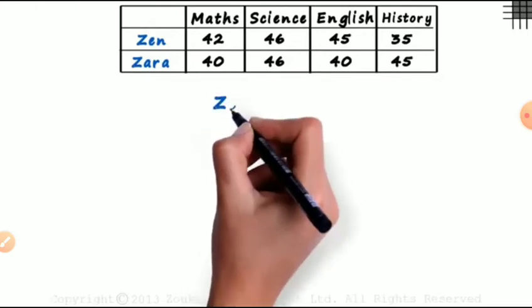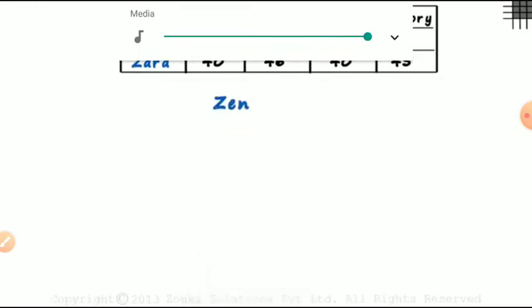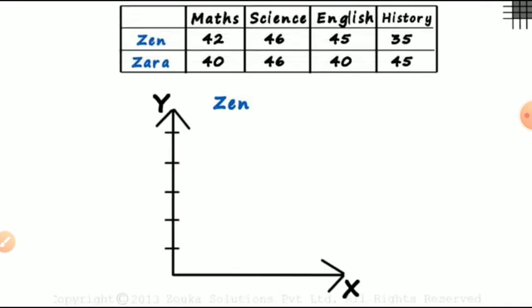We start off with Zen's bar graph. First, we draw the x and the y axis. Remember, you need to draw this on an actual graph paper. Once we draw the axes, we label them. As the size of the bar will depend on the marks scored, we label the y-axis as marks and the x-axis as subject. Then we choose a suitable scale for the y-axis.